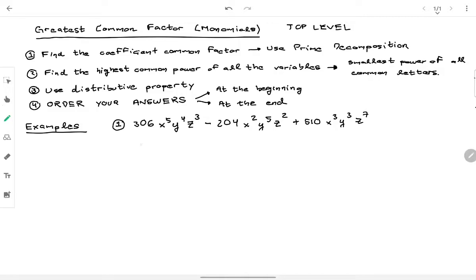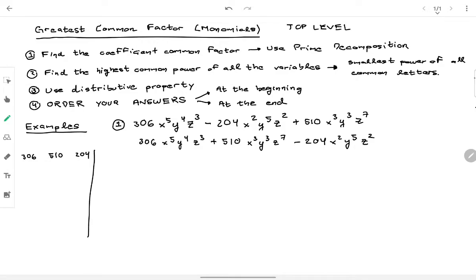The correct order will be 306 x to the 5, y to the 4, c cubed, plus 510 x cubed, y cubed, c to the 7, minus 204 x squared, y to the 5, c squared. Then we will need to use prime decomposition. So we have 306, 510, 204. So you start doing the prime decomposition.